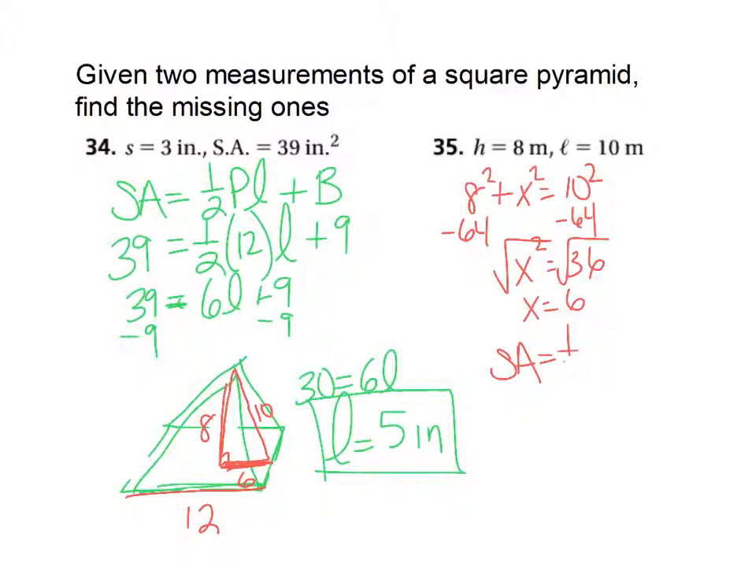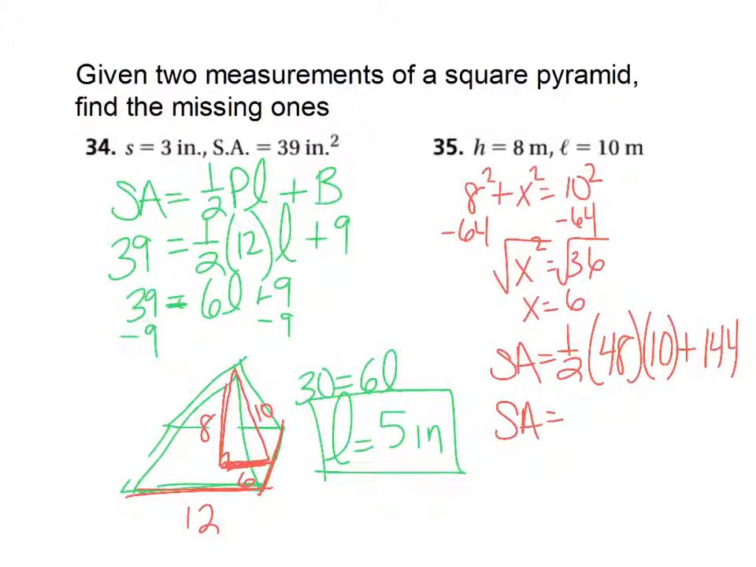Surface area equals 1/2. The perimeter. Each side is 12, so I've got 4 sides. 12 times 4 is 48. The L, the slant height, that's 10. Plus the area of the base. That's base times height, or length times width. 12 times 12, 144. So then I'm left with half of 48 is 24 times 10 is 240. Let's add those up, and you get 384 for your surface area, meters squared.